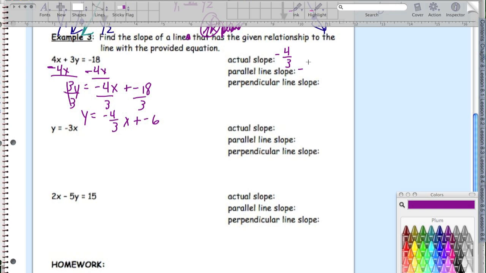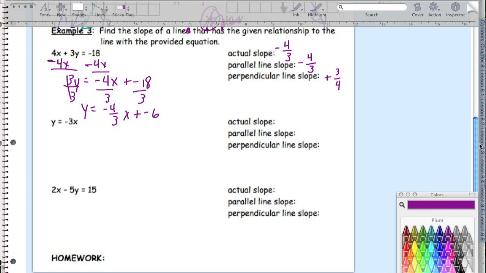Parallel lines have the same slope, so that's also going to be -4/3. And perpendicular lines have slopes that are negative reciprocals. So this is negative, so it's going to be positive, and then I flip it, 3/4. There we go. We found the slope of each of our lines. Y-intercepts can be anything. All right, let's try y equals -3x.